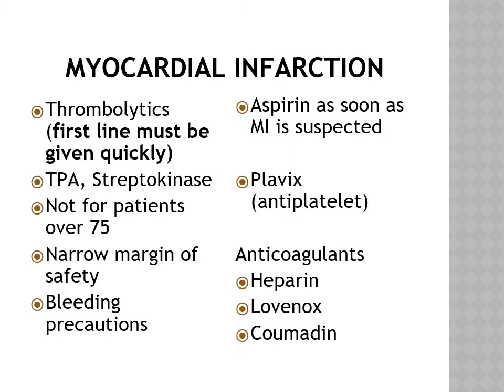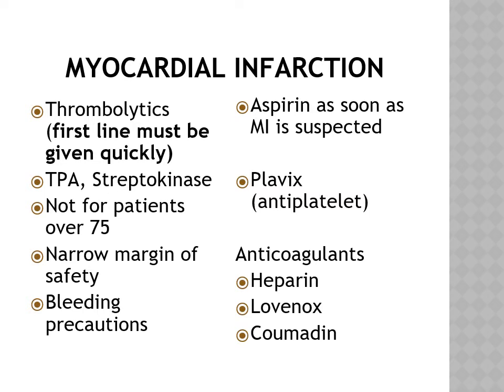So some types of medications that would be administered during the acute phases of a myocardial infarction would be thrombolytics. And these are the first line medications that would be given rather quickly. So TPA or streptokinase are two of the medications that are commonly given in the acute phases of myocardial infarction. There are contraindications to administering these medications, such as bleeding disorders, patients greater than 75, or a narrow margin of safety. So risk versus benefit when administering these medications.